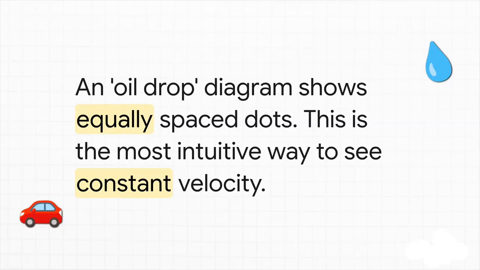So imagine our car is dripping a little drop of oil onto the road every 5 seconds. Since it's moving at a steady speed, those oil drops are going to be perfectly evenly spaced. It's the most intuitive way to see constant velocity. It's covering the exact same ground in every tick of the clock.